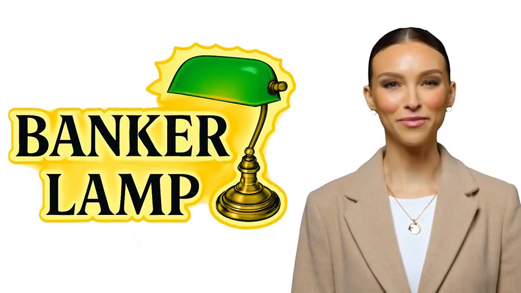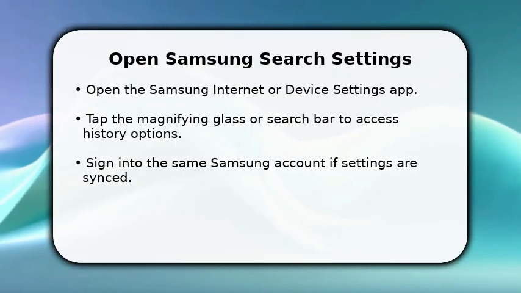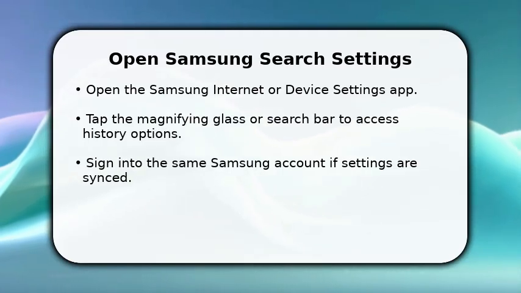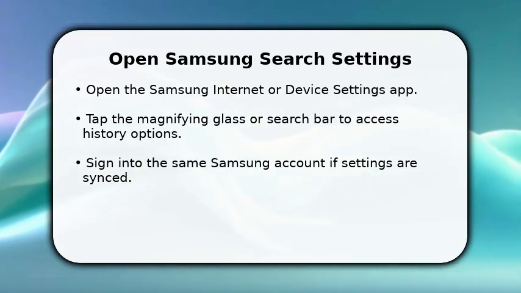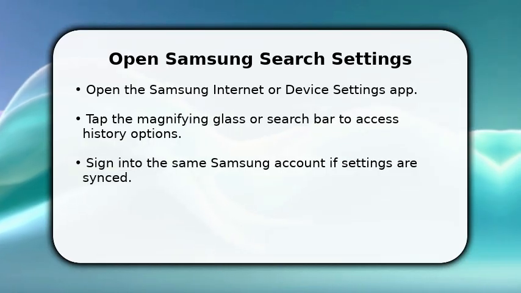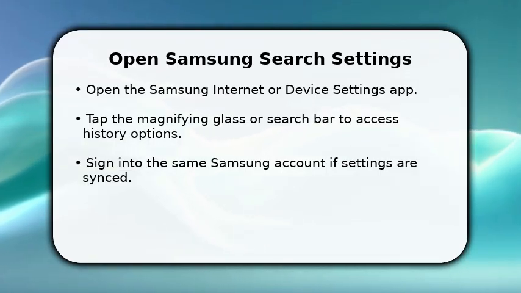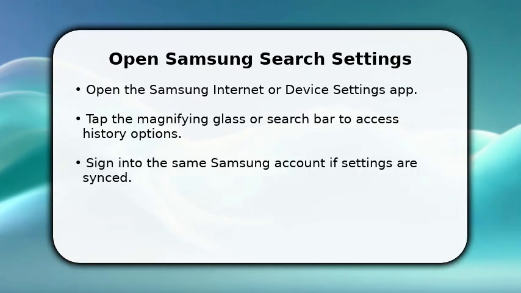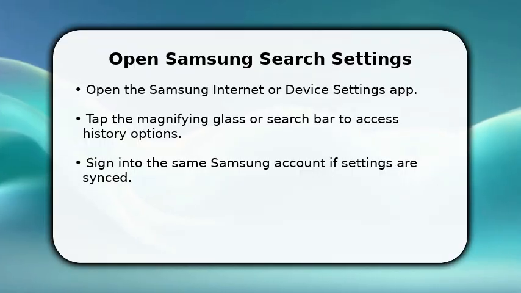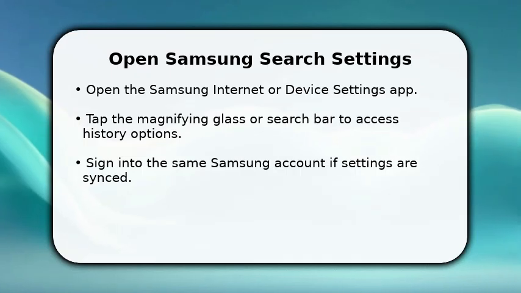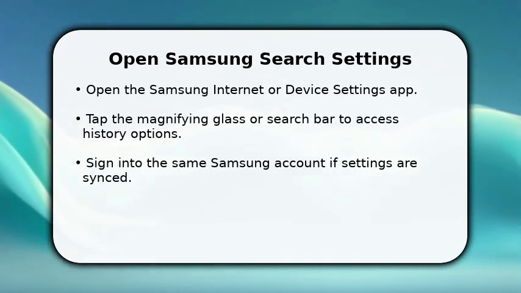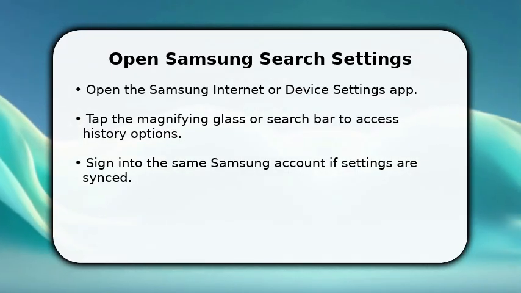Please enjoy the video. You start by opening the Samsung app that holds the searches, either Samsung Internet or the device search settings. Tap the search field to reveal recent items, then tap the three-dot menu or settings icon to access history controls. Make sure you're using the account that stores synced searches, otherwise you will only see local results. Once you locate history or search settings, proceed to the next screen.